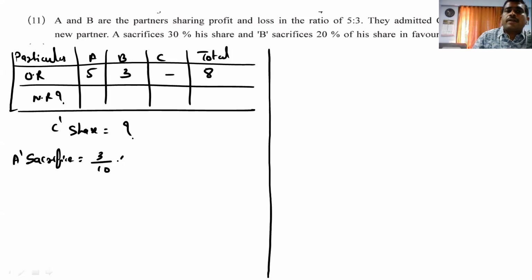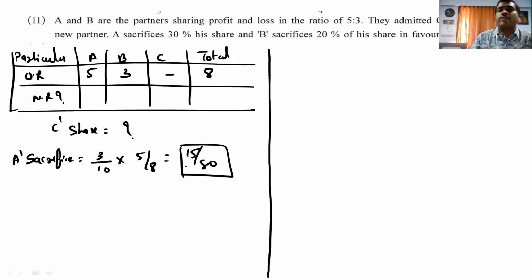3 by 10 into 5 by 8. Is it okay? 30% of his share, the word "of" will come. So 30% of his share, and B sacrificed 20% of his share in favor of C. The word "his" has not come, so do we have to multiply or not? Let's see the sum, then we can decide. 3 5s are 15, 80. We can know whether we are doing right or not. That also I will say to you.